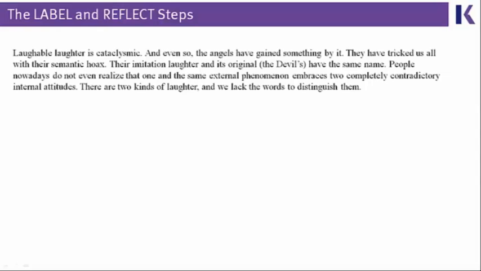Now let's pause for a moment here. The author is saying something about naming a word, the word laughter itself. So we're getting to the heart of the author's purpose in this passage here, that it's actually about the word laughter. Now we'll continue on here. People nowadays do not even realize that one and the same external phenomenon embraces two completely contradictory internal attitudes. There are two kinds of laughter, and we lack the words to distinguish them.